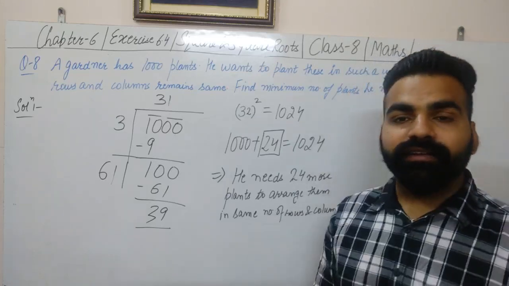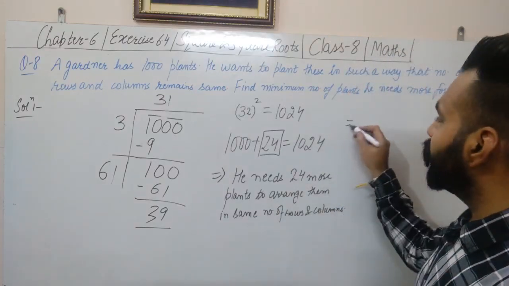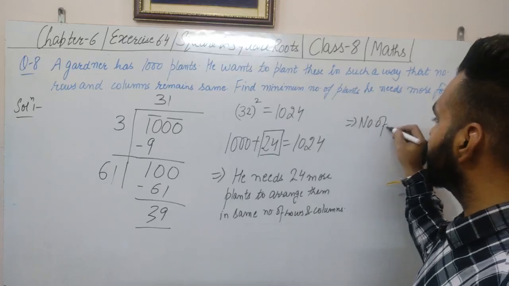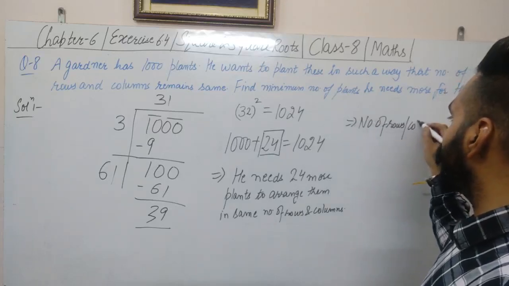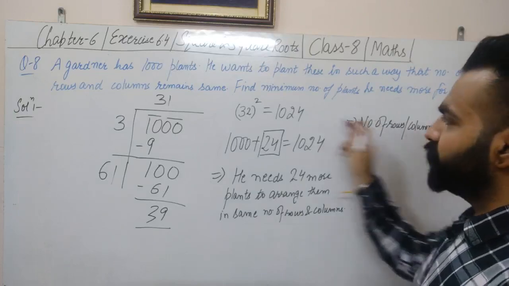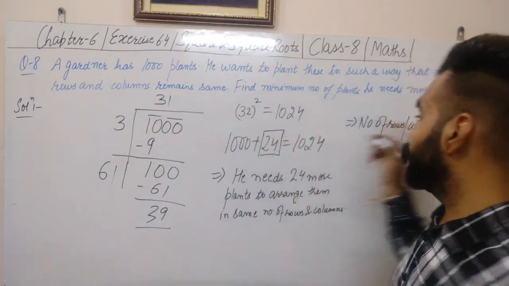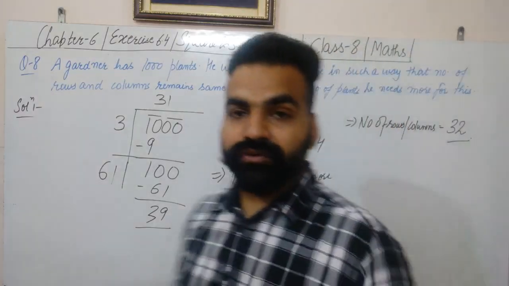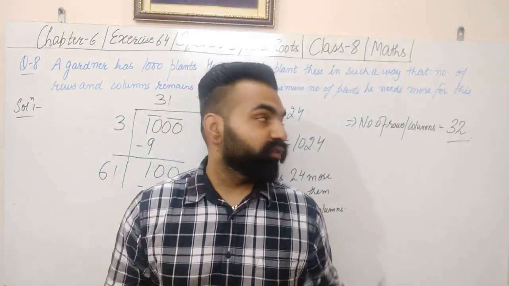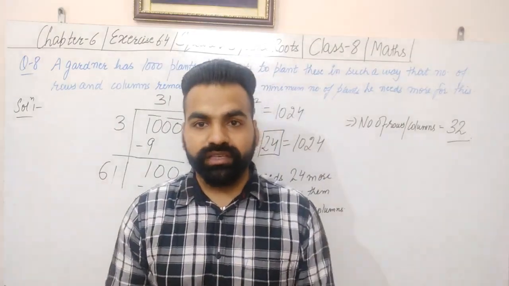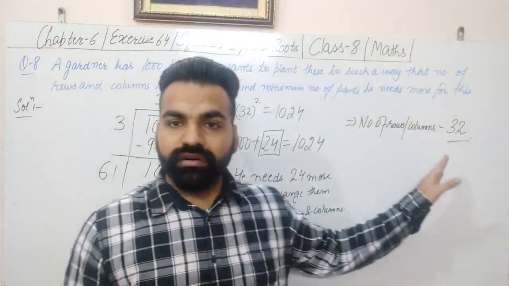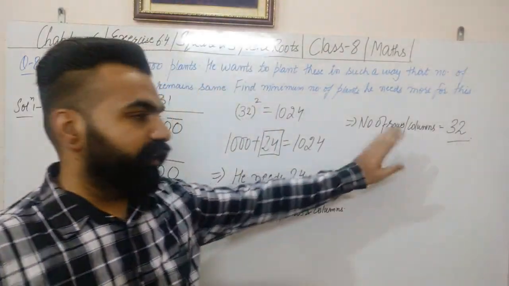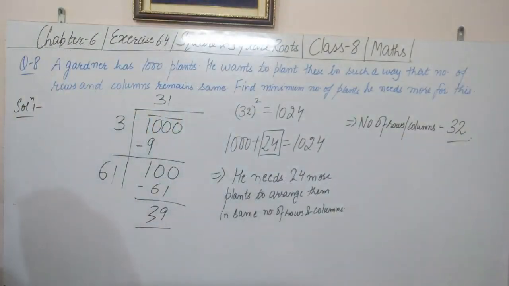Clear? And if we want to find the number of rows or columns, because they are equal, this will be equal to the square root of 1024, that is 32. So he needs 24 more plants if he wants to arrange them in the same number of rows and columns, and the number of rows and columns will be equal to 32. So this was question number 8.